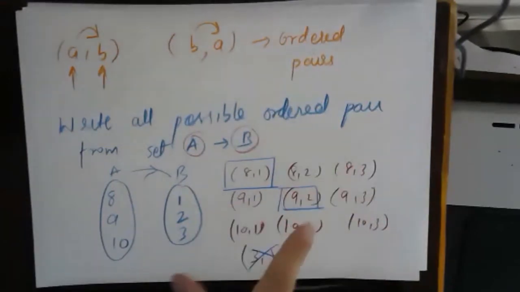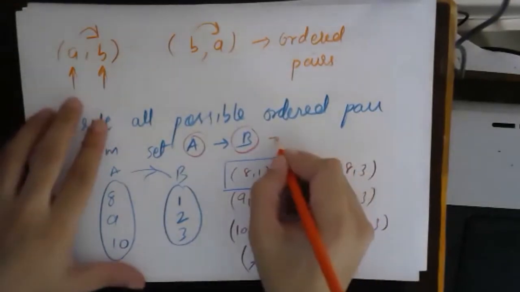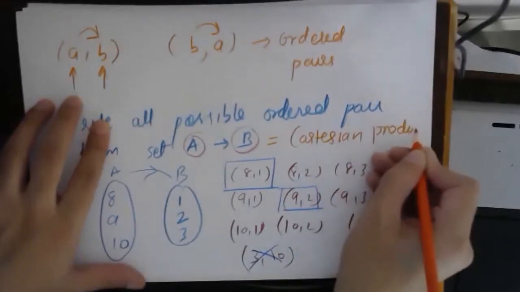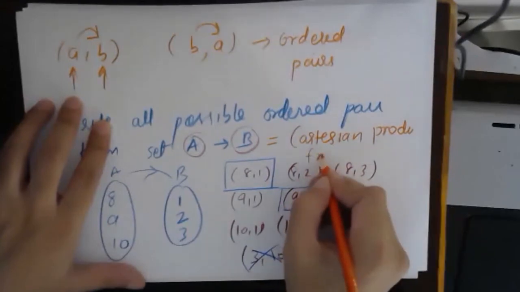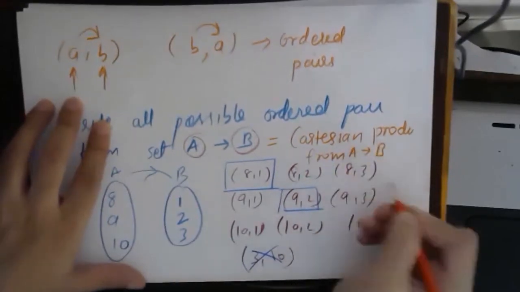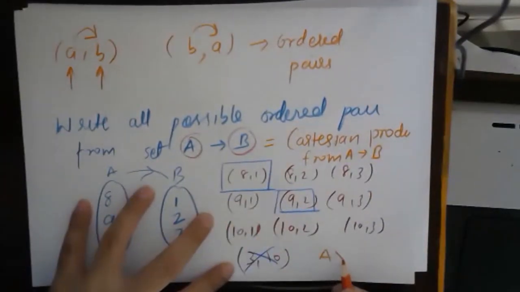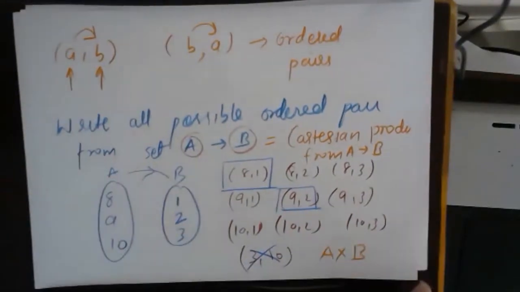This is also called the Cartesian product. A name given, just a name given. This is called the Cartesian product from set A to B, and it is represented as A cross B. Nothing fancy. Just this thing has been given a name. That's it.